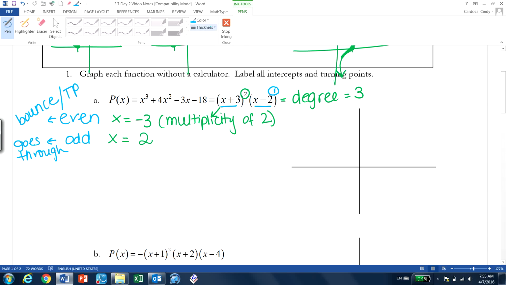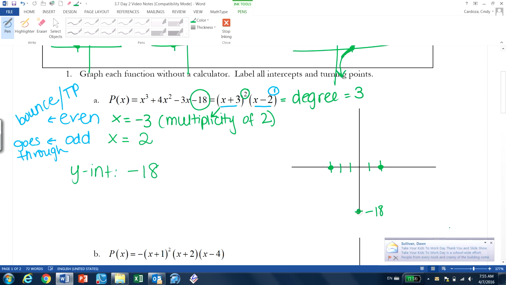The last thing I want to do is find the y-intercept. It's easy to find the y-intercept here because remember, if I plug in x equals 0, it's just going to be that last number. Okay, so let me label everything I have. Here's -3, here's 2, and I'm just going to say 18.